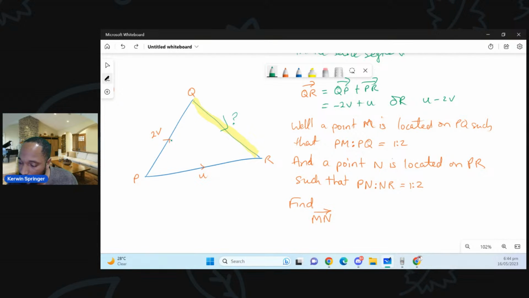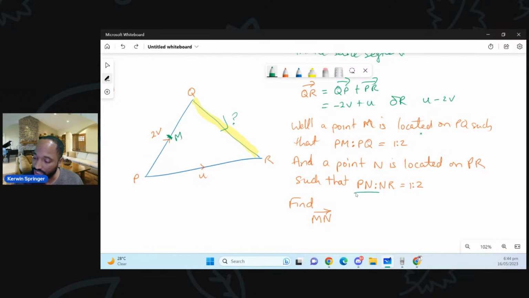So if I go from P to M, I already know where M should be. P to M is 1, but P to Q is 2. You'll see that M is really a midpoint. Are you okay with that?